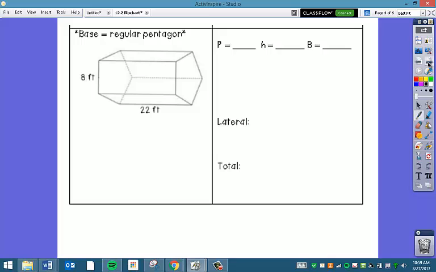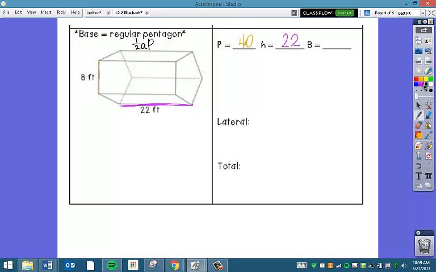Okay, this next one is a prism with a base that is a regular pentagon. So I am going to have to use the 1/2 times apothem times perimeter formula to find the area of that base. Let's do the easy stuff first. Let's do our perimeter. This is a regular pentagon. Each side is 8. I have 5 sides. 8 times 5, my perimeter is 40. My height is what's connecting my two bases. This is my height, 22.